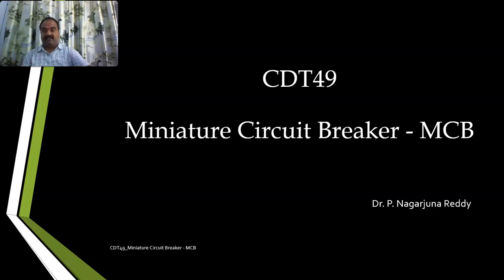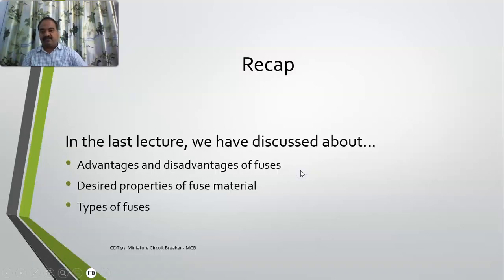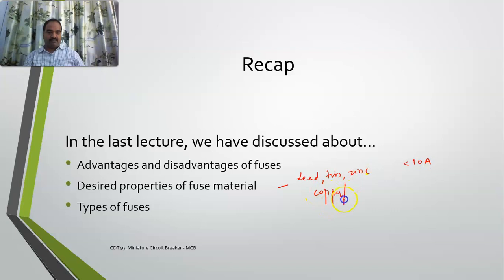In the last lecture, we have seen about fuses, right? We have seen the advantages and disadvantages of fuses. We have seen the desired properties of a fuse material. We have seen that normally lead and tin combination will be used for less than 10 amperes, and above that we will be using copper or silver. And if we do need a time gap, we will be going for zinc.